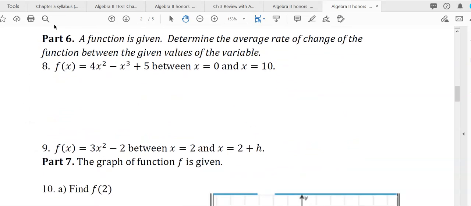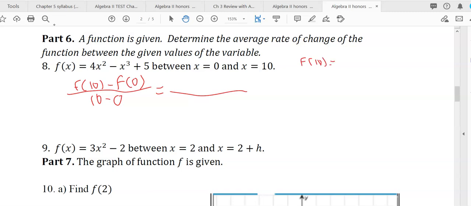Determine the average rate of change for the function. Okay, so you're going to use that formula, using function notation here. So let's just try that. So it's going to be f of 10 minus f of 0, f of b minus f of a over b minus a, so 10 minus 0. So then you have to kind of figure out f of 10 in order to plug it in right there. So f of 10, let's just kind of figure that off to the side.